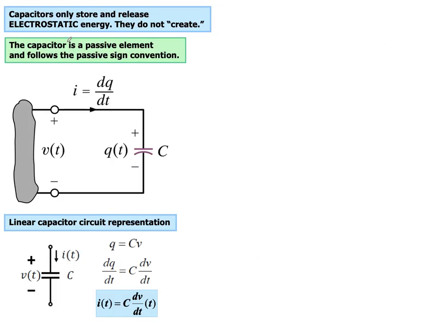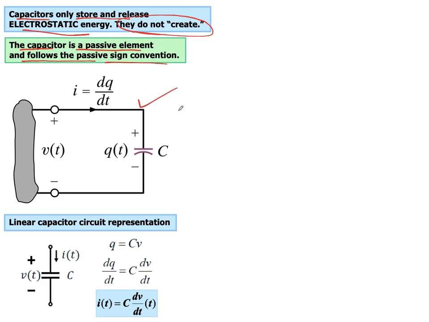So another important point here is that capacitors can store and release electrostatic energy. They cannot create energy. It's just an energy storage device. It cannot create energy itself. So the capacitor is a passive element, and it also follows the passive sign convention.